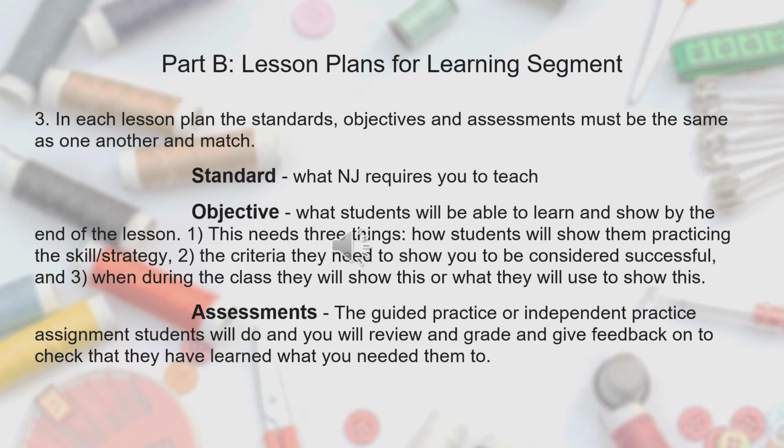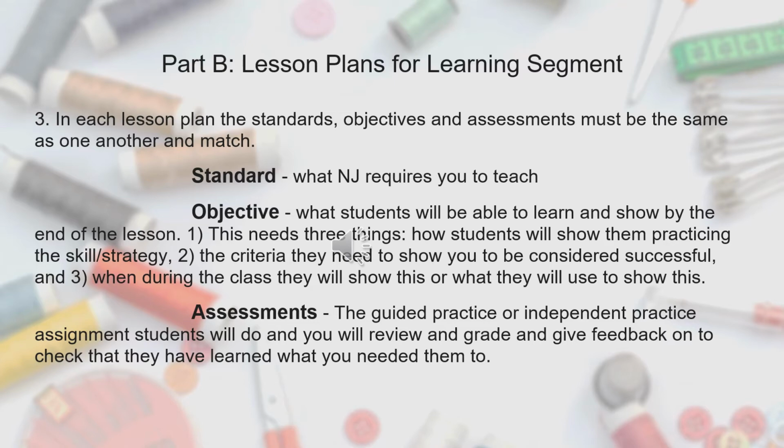And then from that, you're going to create your objective. This is what you want students to be able to learn and what they're going to show you by the end of this lesson. So every objective needs to have three things to it, three parts. First is how will students show that they are practicing that skill, right? How are they going to actually show you that they can do this?